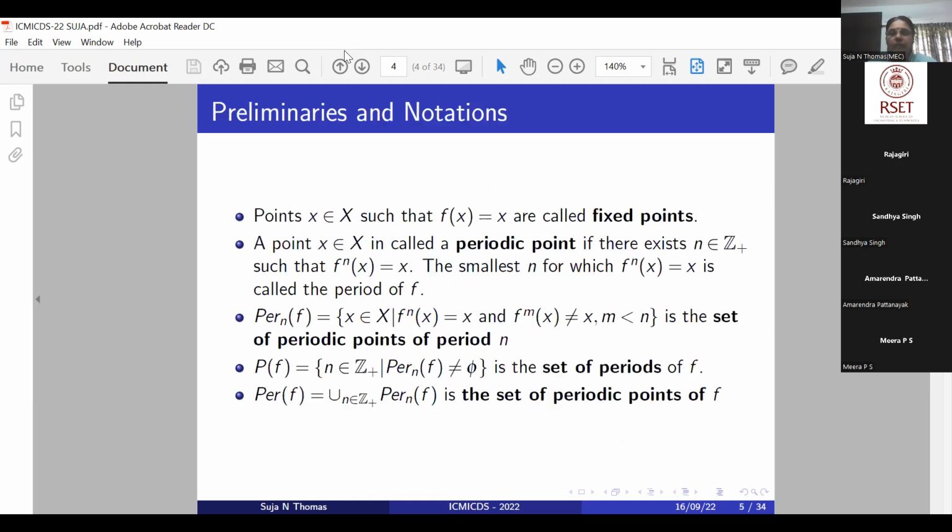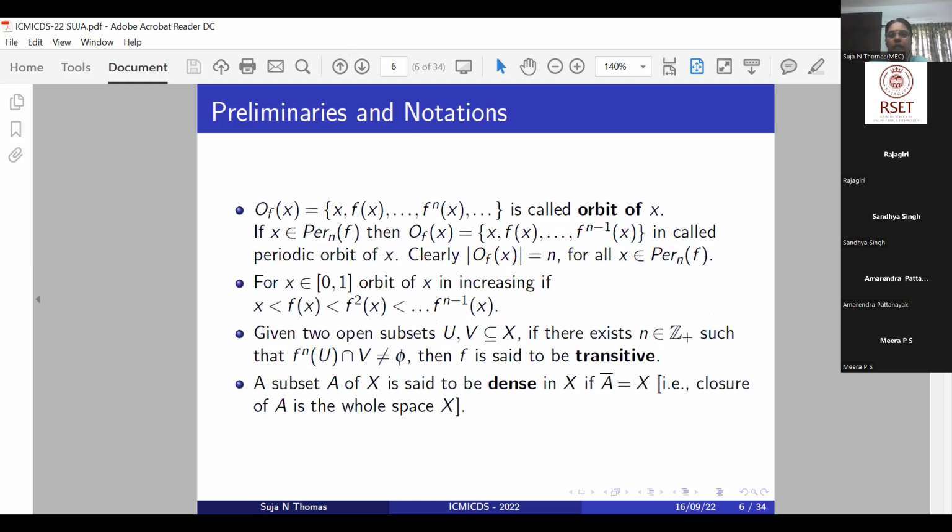First, let me give some basic definitions and notations. A point x in the space is called a fixed point if f(x) is equal to x. It is called a periodic point if there exists an n in Z plus such that f^n(x) is equal to x, and the smallest such n is called the period. The set of periodic points with period n is denoted by Per_n(f), and the set of periods of f is denoted by P(f). The set of all periodic points is the union of all Per_n(f).